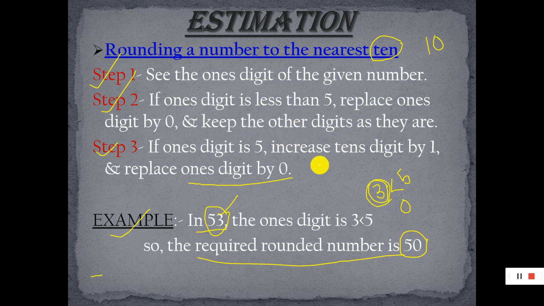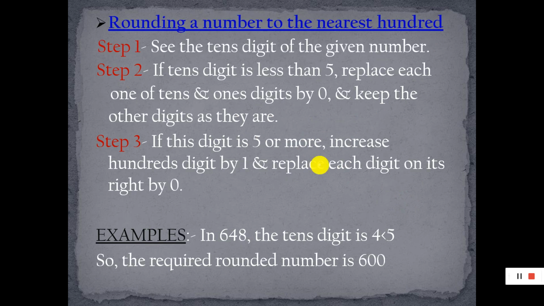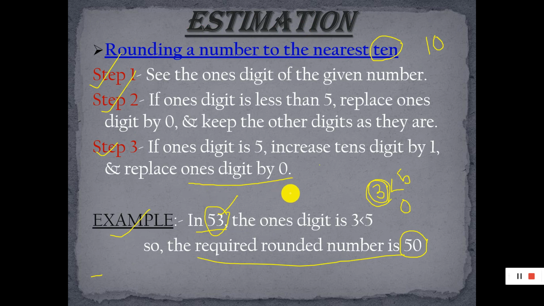Now let's come to the next example. We can take one more example. If 47 is a number, round it to the nearest 10. How can you do it? See the ones digit of the given number. You can see the ones digit is 7.